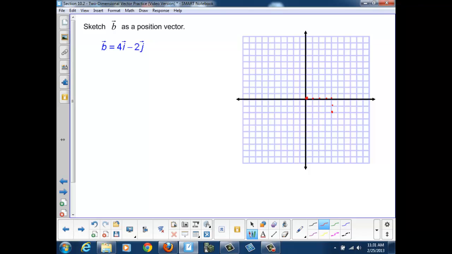So I'm going to draw my vector from the origin, because that's what a position vector does, and ends up at this point x comma y. And I'll put my arrow there, and there we have vector B as a position vector. Remember that I could translate that vector to anywhere in this xy plane, and it would be equal to B. But if we want it to be a position vector, it needs to start at the origin.